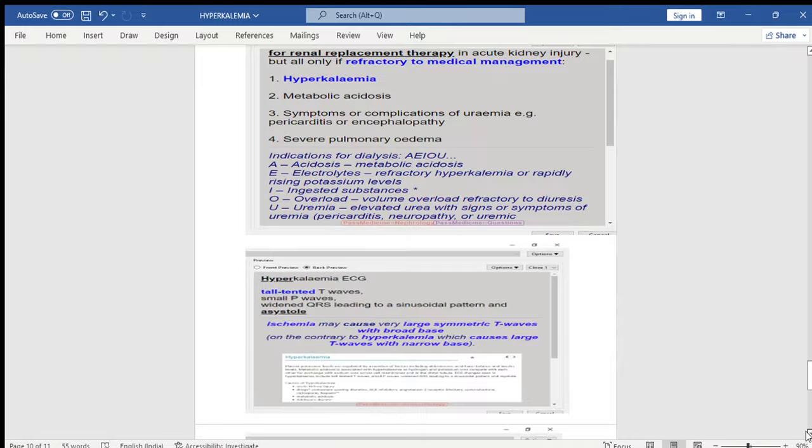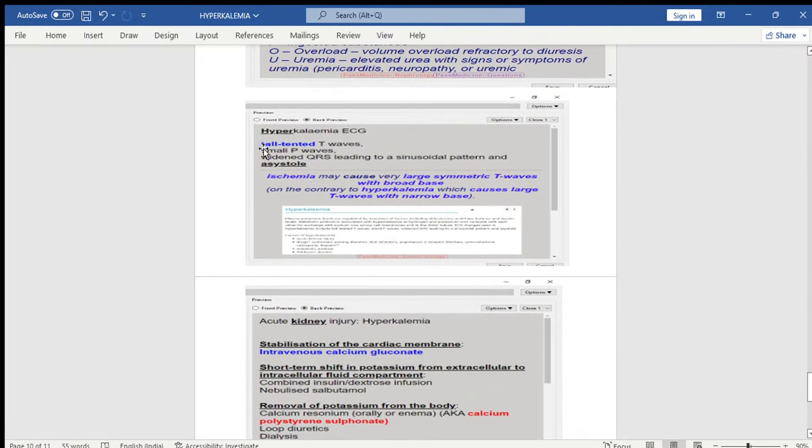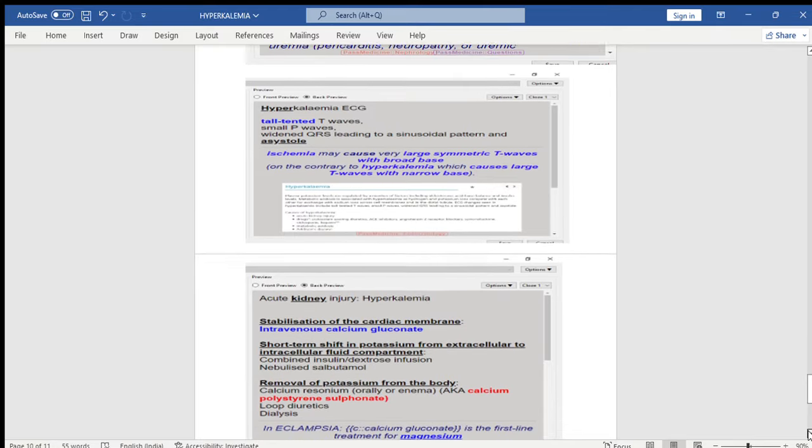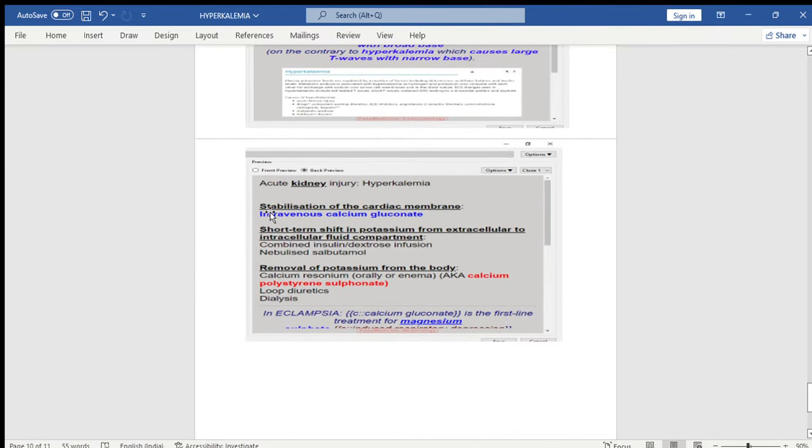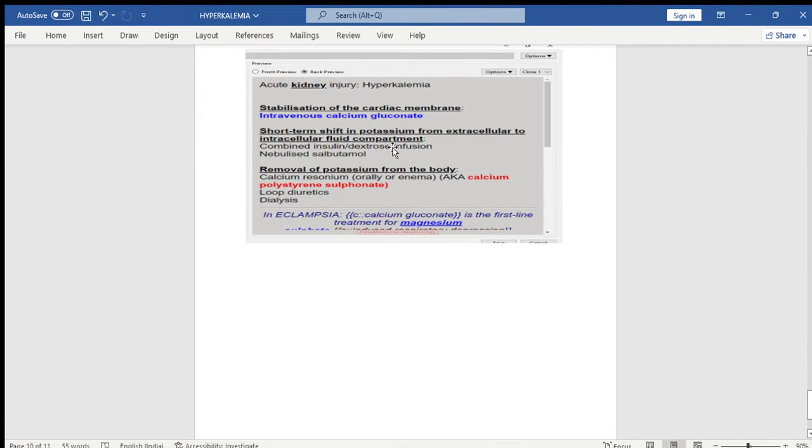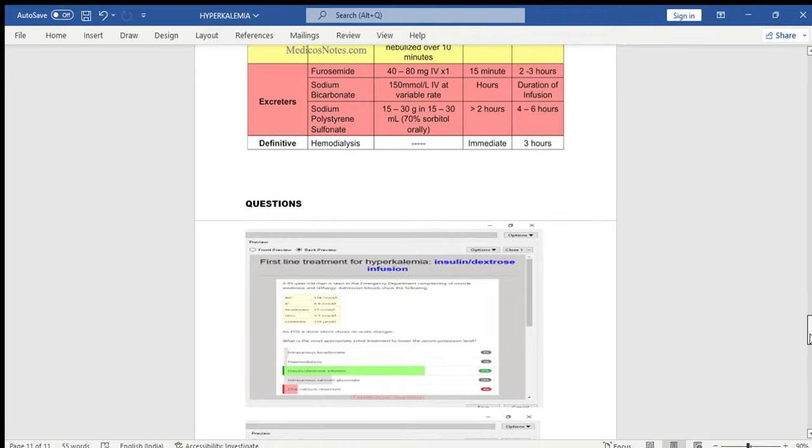The next is hyperkalemia, again on ECG. You can see these tall T waves. They have asked you about this. And the other thing is hyperkalemia, where they have asked how you stabilize the cardiac membrane, and we have already answered that: we need to give intravenous calcium gluconate. So these are some examples of the questions that you can get. You can also get questions on calcium polystyrene as removal of potassium from the body, in potassium excreta. So that was in short our lecture on hyperkalemia.